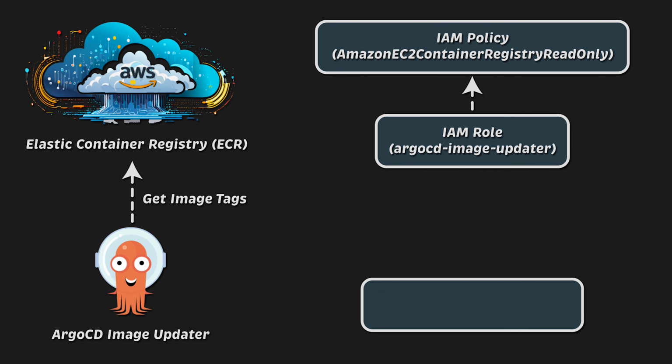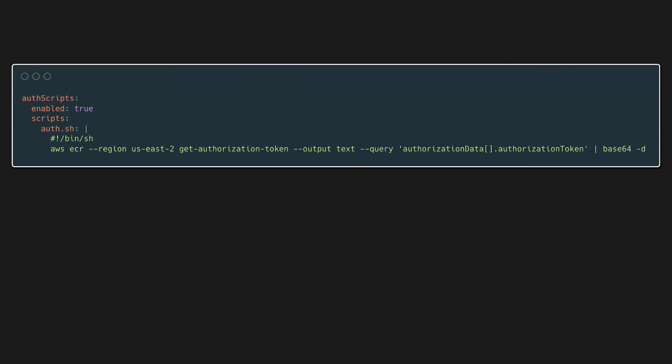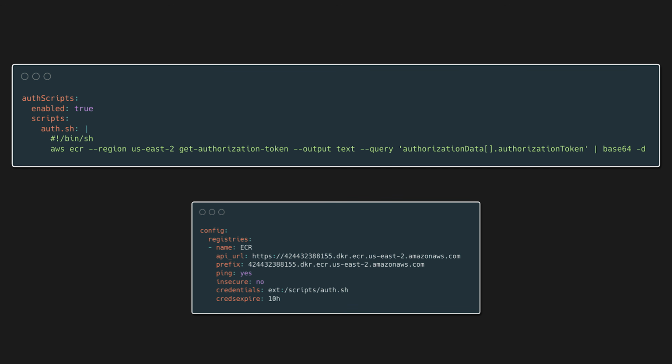Then we'll use EKS pod identities to map the IAM role with the Kubernetes service account used by image updater. And finally, we'll create and mount a simple script inside ArgoCD image updater that it can use to obtain a temporary token to access AWS and list new images. You can use OpenID Connect provider as well. The logic is exactly the same. However, the best practice is to use pod identities.